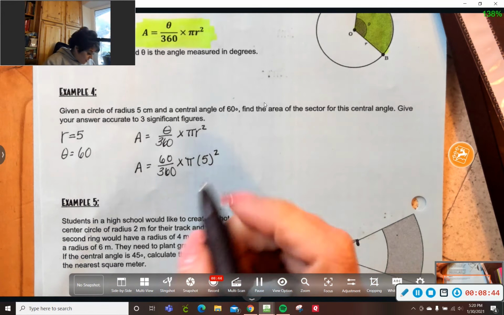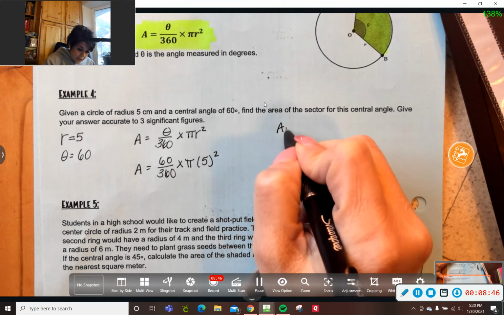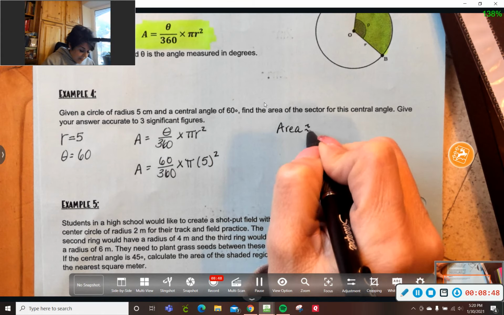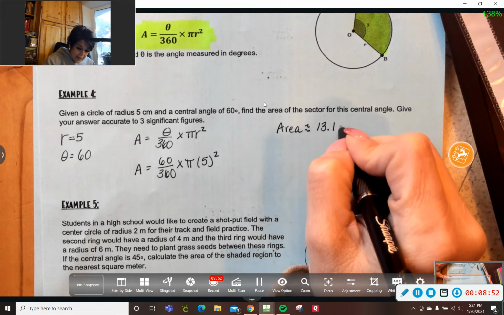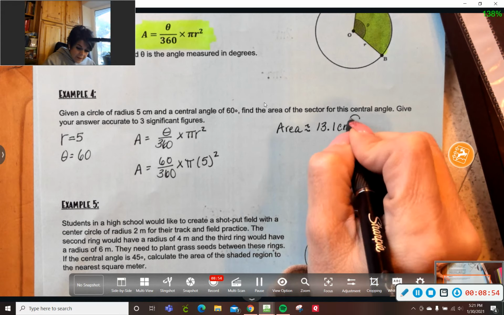All right, when I worked this, and I'm going to let you work it, you'll probably have it done by the time I write this out. 13.1 centimeters squared.